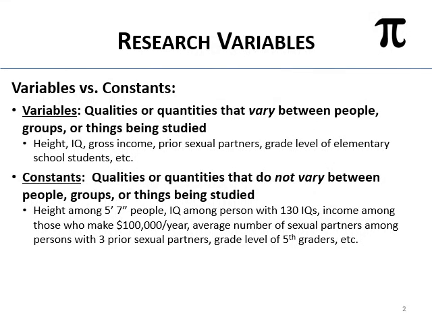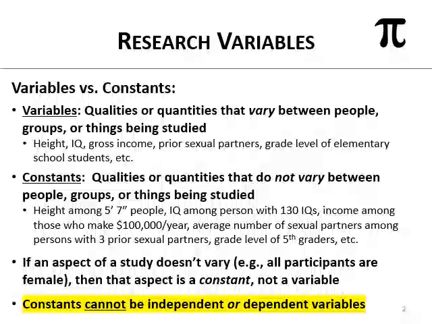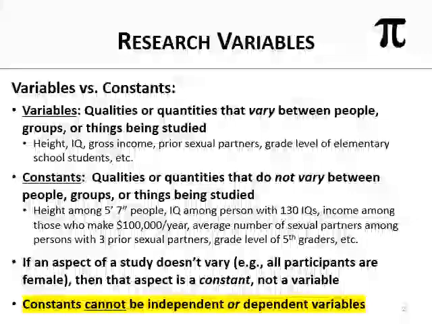So if everyone in your study is a fifth grader, it's not a variable, it's a constant. So that is the key here: when you're looking at a study, if it's all women in the study, women's not one of the variables in the study. Okay, that is the population you're studying. It's a constant. So variables have to vary, because constants cannot be independent or dependent variables.